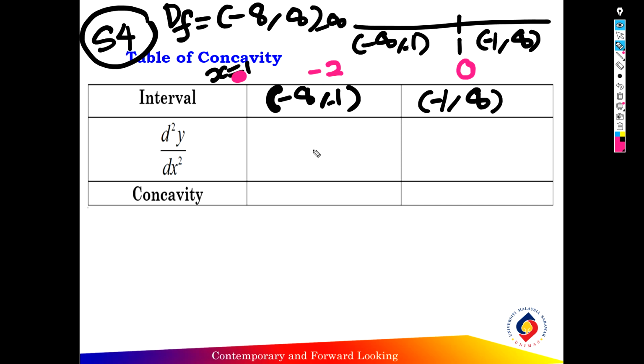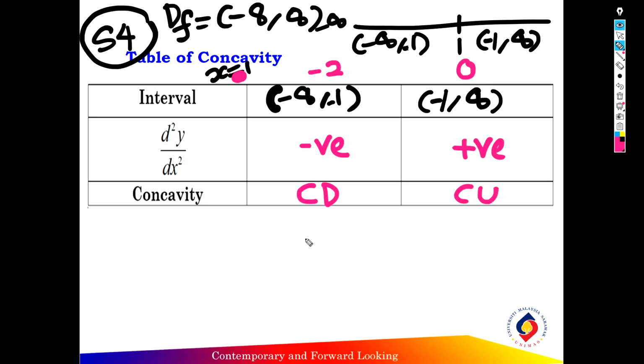So in the second row, when x equals negative 2, the sign of the second derivative is negative. And in the second interval, when x equals 0, the sign of the second derivative is positive. And number 3, concavity of the function. When the second derivative is negative, the graph is concave downward, CD. And in the second interval, the second derivative is positive, so the graph is concave upward, CU.